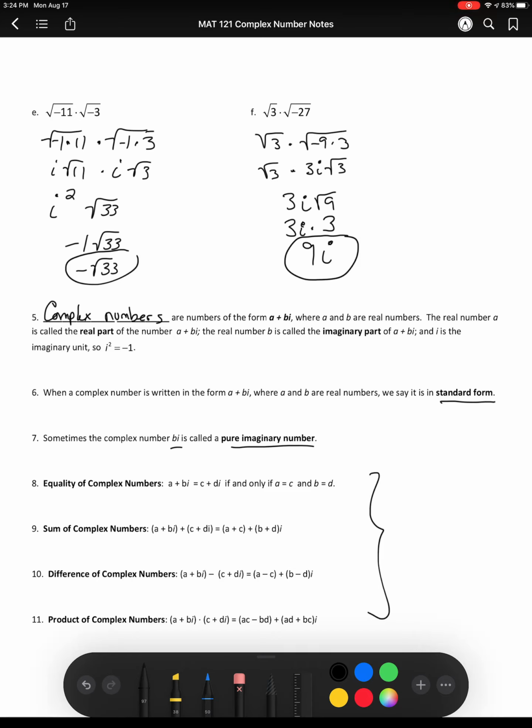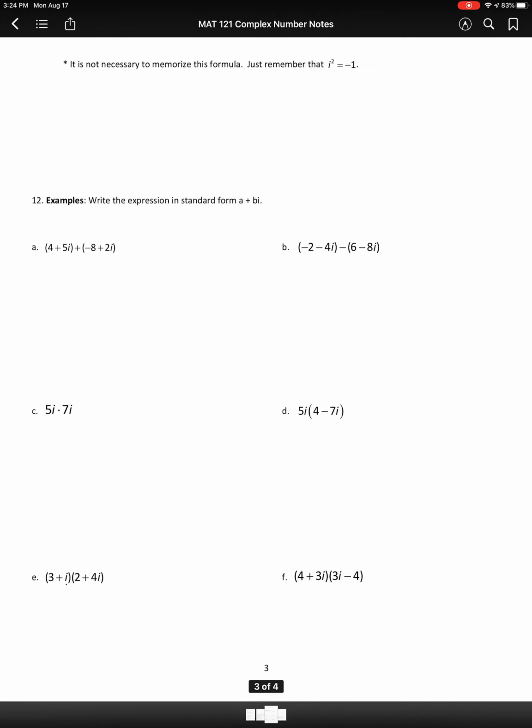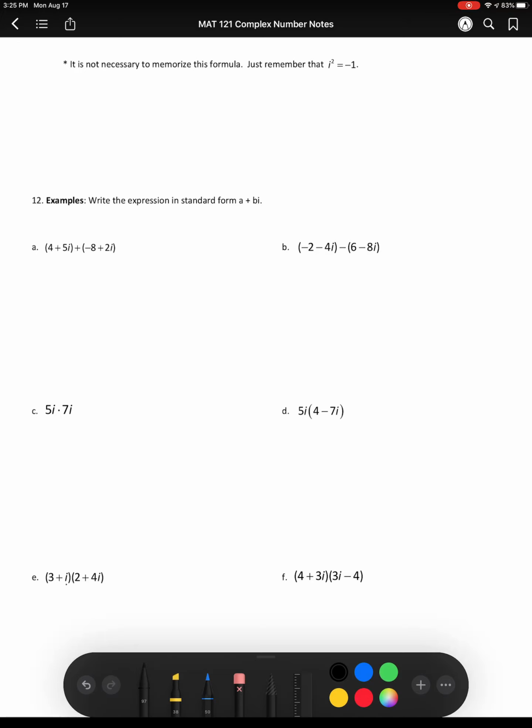And then 8 through 11 are all the rules for adding, subtracting, and multiplying complex numbers, which really, you don't have to memorize that. Just remember that i squared equals negative 1. So, for example, 12a is the quantity 4 plus 5i times the quantity negative 8 plus 2i. Or sorry, it's not times, it's plus.